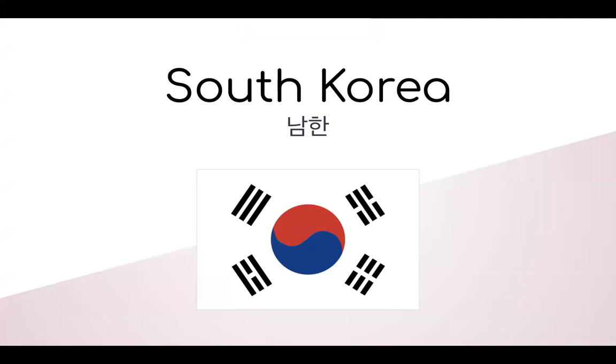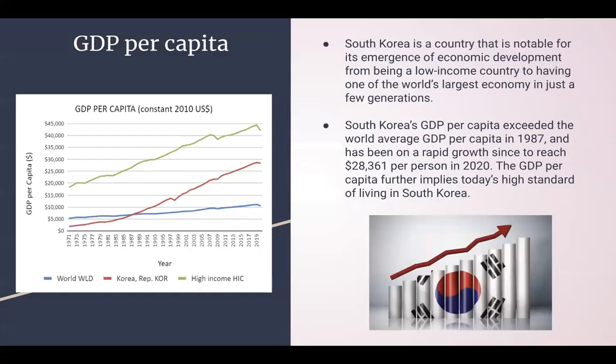So today our group will be presenting our analysis on South Korea's macroeconomic performance and their long-term growth. Starting off, we will be discussing South Korea's GDP per capita. When we look at the GDP per capita chart, South Korea notably starts off amongst the lower income countries, well behind the rest of the world.